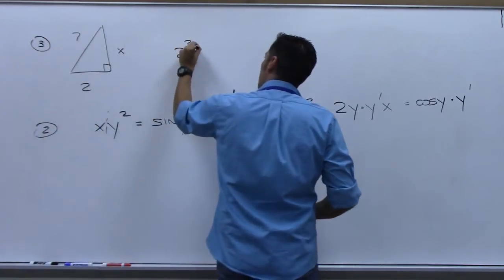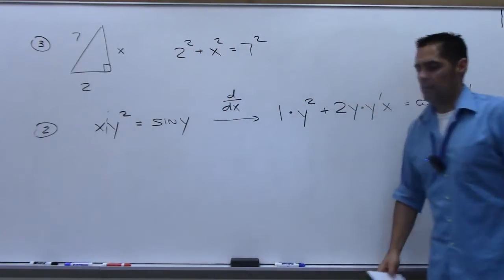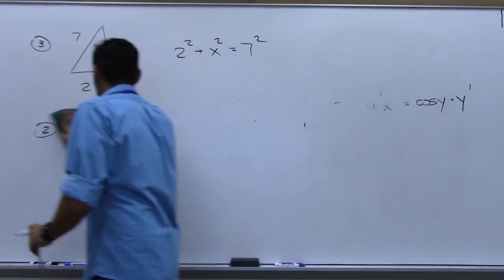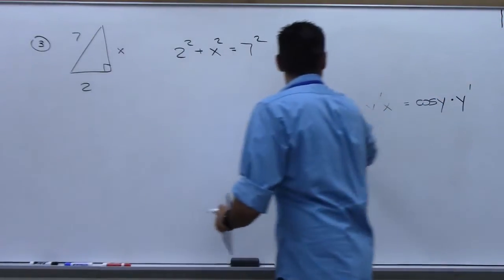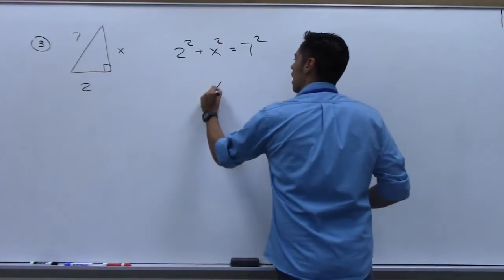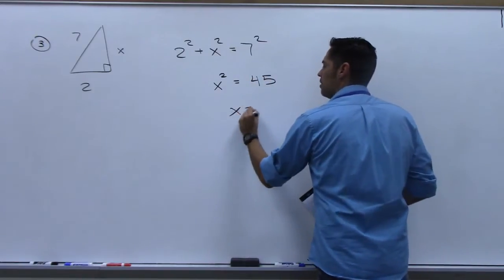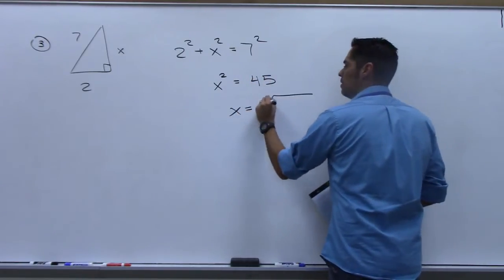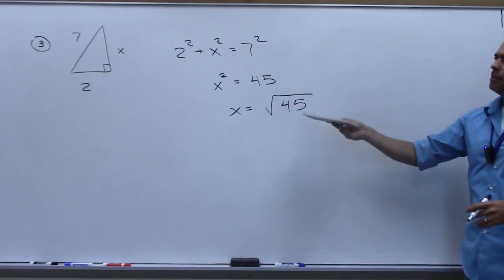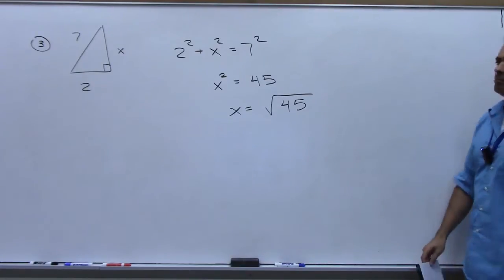So you could say 2 squared plus x squared is 7 squared, right? Just, right. X squared is 45. X is square root of 45. Plus or minus? Because you took the root, so yeah, right?